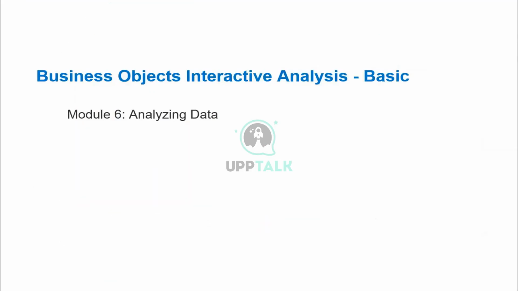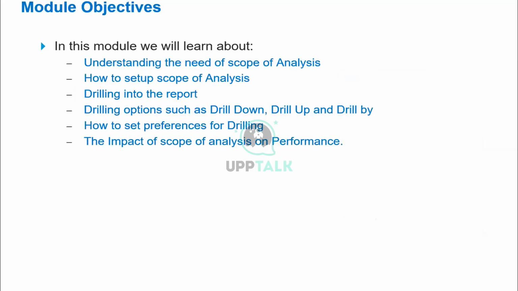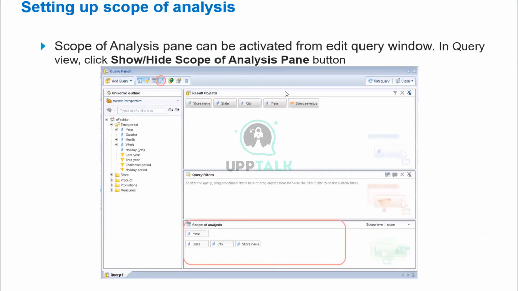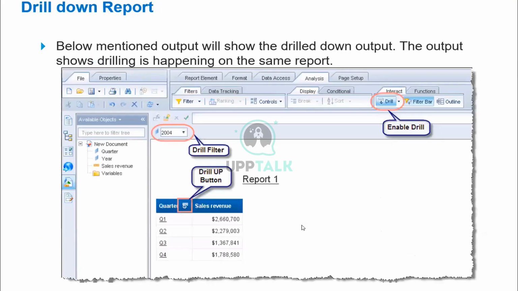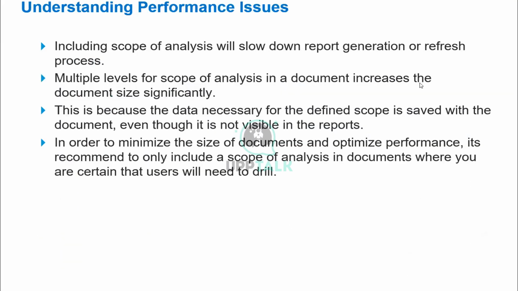After that, we covered how we can analyze data by using scope of analysis. What is the purpose of it, what is meant by hierarchy, and how we can set this up here. Let's see one example for this.